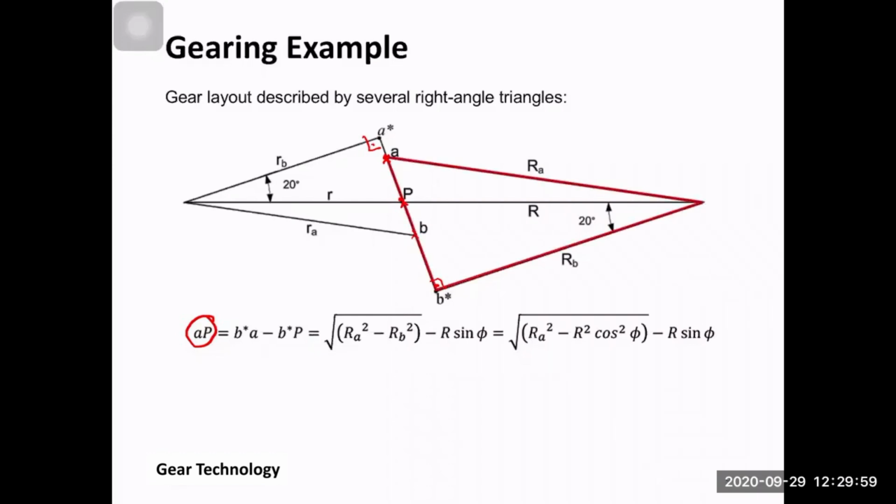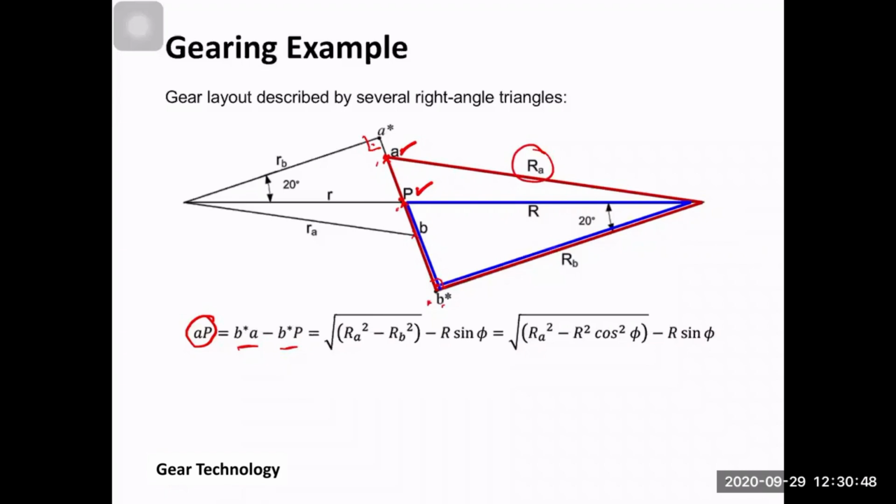We have, if we consider this red triangle, okay, then we consider this blue triangle. If you consider these 2 triangles, you will find that the distance between point A to point P is quite simple now, because the distance between A to P is P star to A minus P star to P. So from P star here to A minus P star to P gives you the distance AP. So what is the P star A distance? If you consider the red triangle, this distance here is the base, it is the root of R_A squared minus R_B squared.